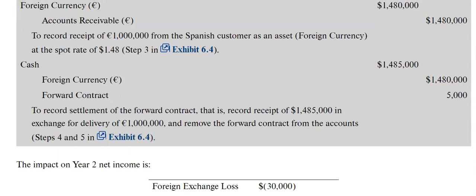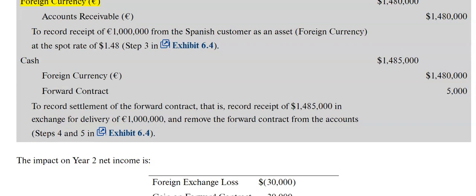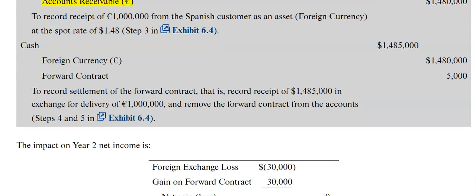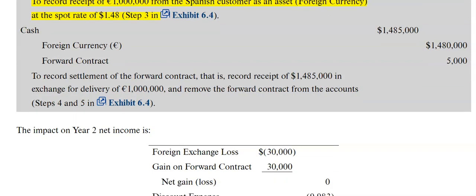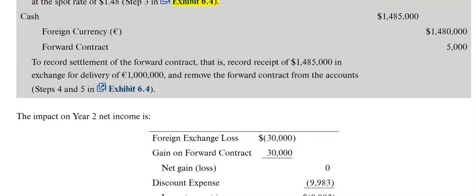Next, a journal entry with one debit and two credits. Foreign currency, Euro, $1,480,000. Accounts receivable, Euro, $1,480,000. To record receipt of 1 million euros from the Spanish customer as an asset, foreign currency, at the spot rate of $1.48, Step 3 in Exhibit 6.4.